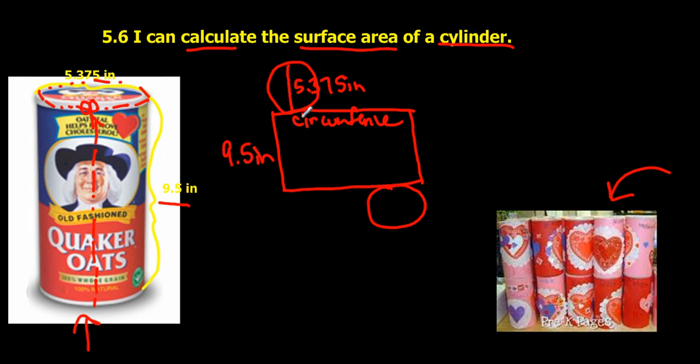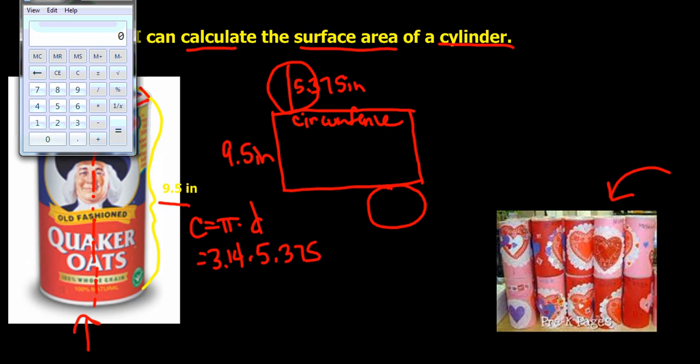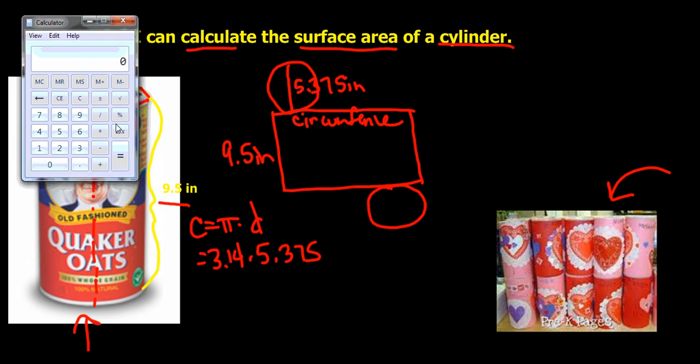So I'm going to go to work. The first thing I'm going to try to do is find the circumference so I know the length of this edge of my rectangle. To find the circumference, C equals pi d. Easy enough, because they actually gave me the diameter. So I'm just going to do 3.14 times 5.375. Now I'm going to tell you something about finding the surface area of a cylinder. You know how to do all the different pieces. It's just a lot of pieces, so you've got to be hard working.